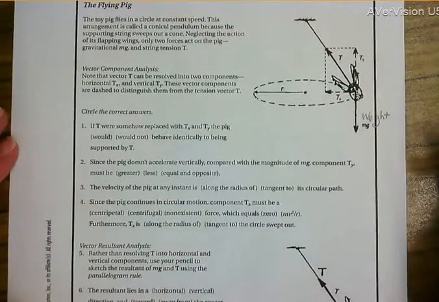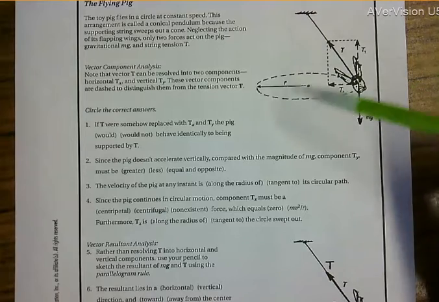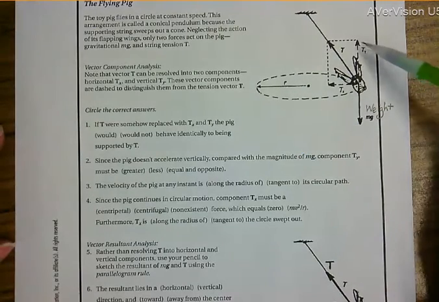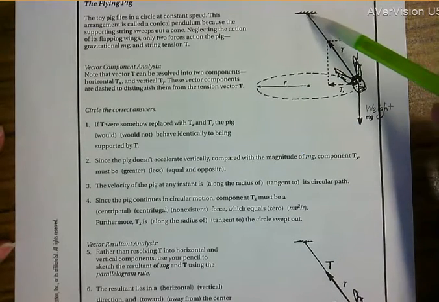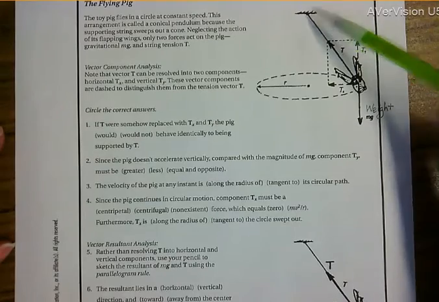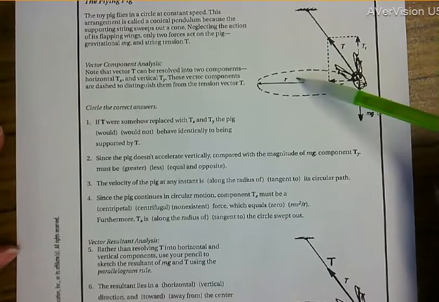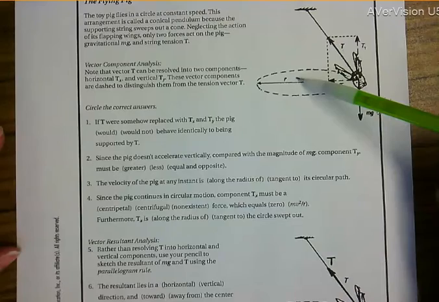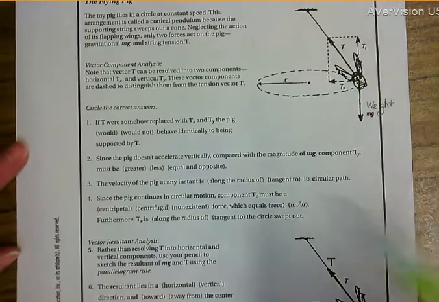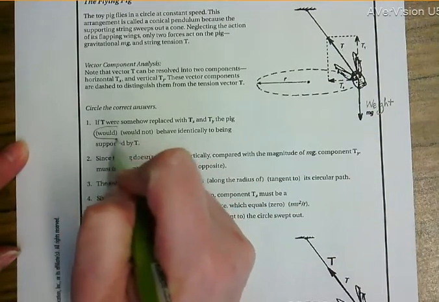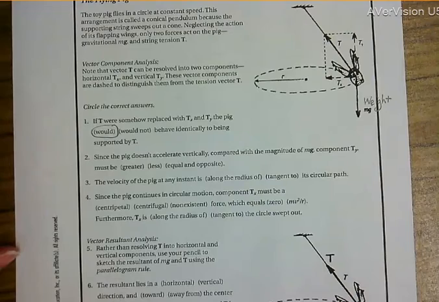If T were somehow replaced with Tx and Ty, so if instead of holding this with one string here, we held it with a string here and a string here, would the pig behave identically to being supported by T? It would. So it would behave exactly the same way.